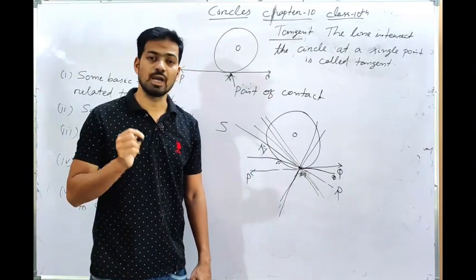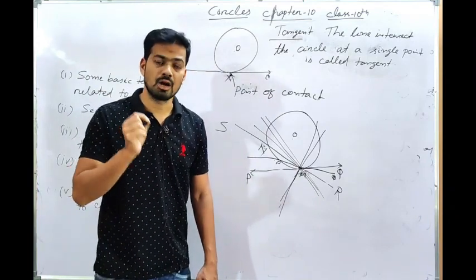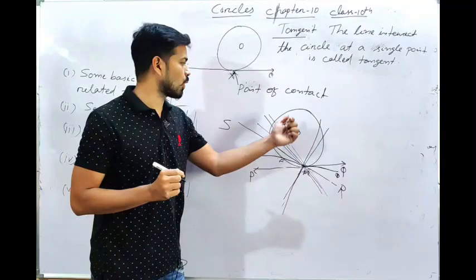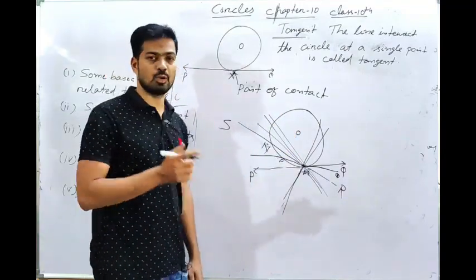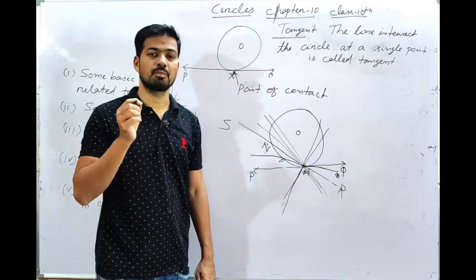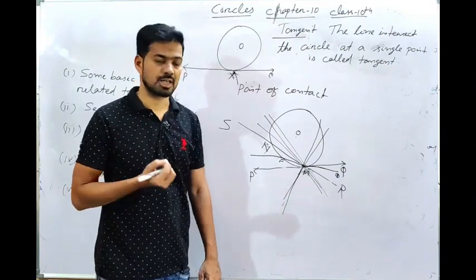There can be only one tangent drawn through a point on the circle. It means we can draw only one tangent through a particular point on the circle.